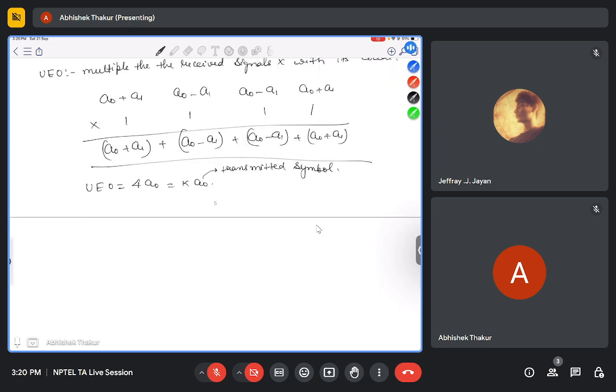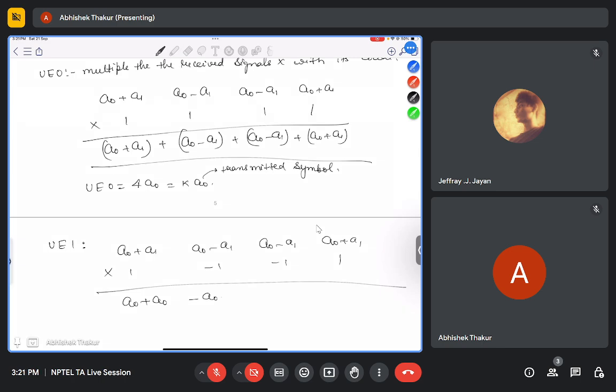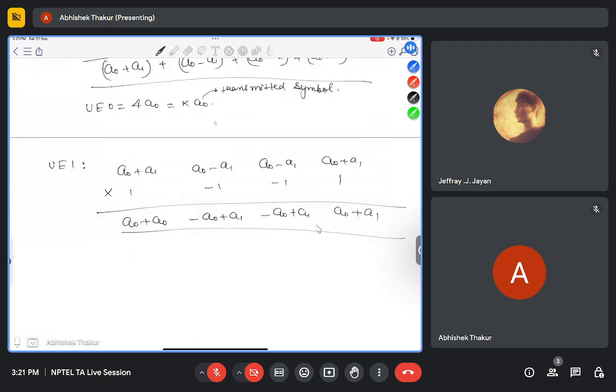Okay. Similarly, user 1 will receive the signal in this way: A0 plus A1, A0 minus A1, A0 minus A1, A0 plus A1. It will multiply with its code and sum it. So it will become 4 into A1. Above, A0 is the transmitted symbol for UE0, and now this is the transmitted symbol for UE1. So both user 0 and user 1 received the signal which was transmitted for them.